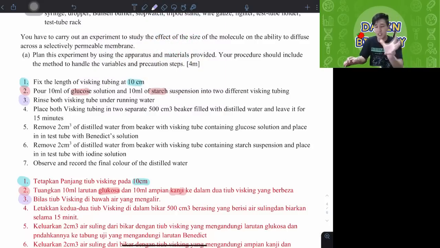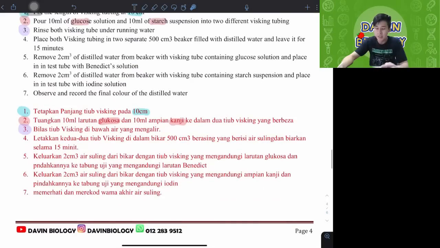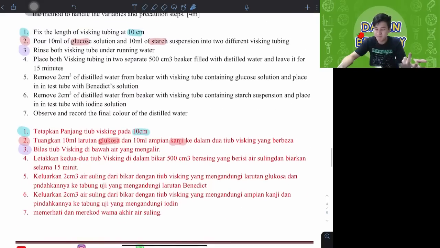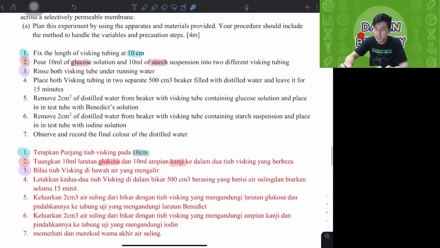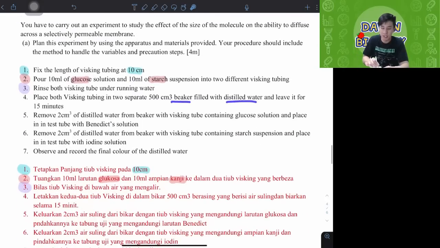So once I fill the whisking tube with glucose and starch already, I will need to rinse it with running water so that I wash off the excess glucose or starch that spilled outside on the whisking tube. Because if not, then the starch might enter here, the glucose might enter here and change your result of the experiment. Okay, then place both whisking tubes into a beaker filled with distilled water, right, over here, and I leave it for around 15 minutes.